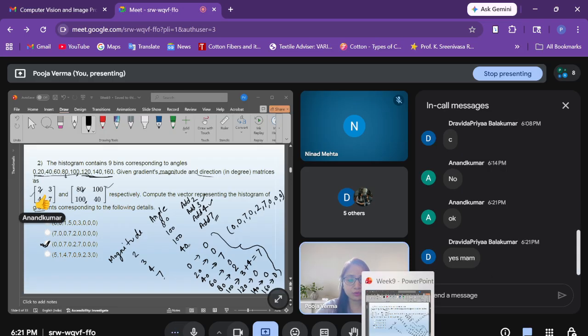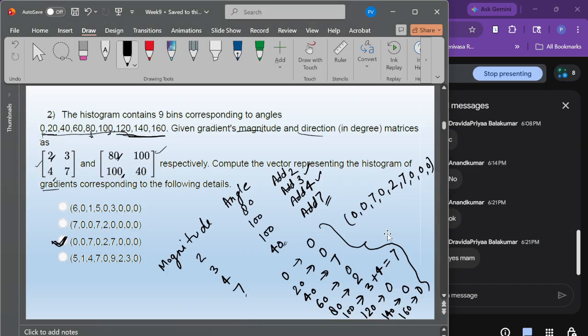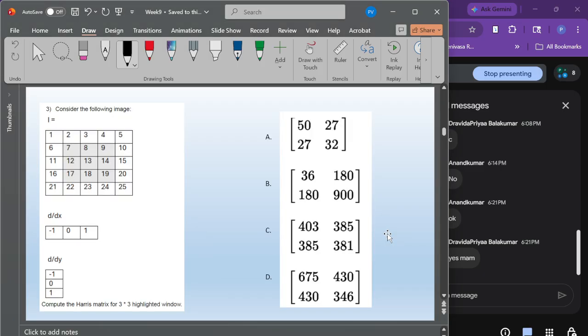Okay. So moving to our next question. The question gives an image matrix, a 5 cross 5 matrix, and it also gives d by dx and d by dy, the gradient in the x direction and the y direction, or you can say the horizontal gradient and the vertical gradient.